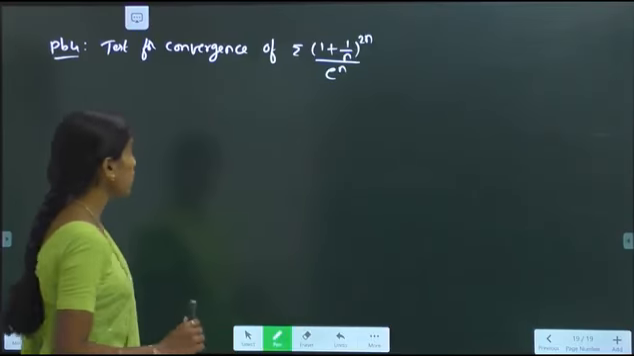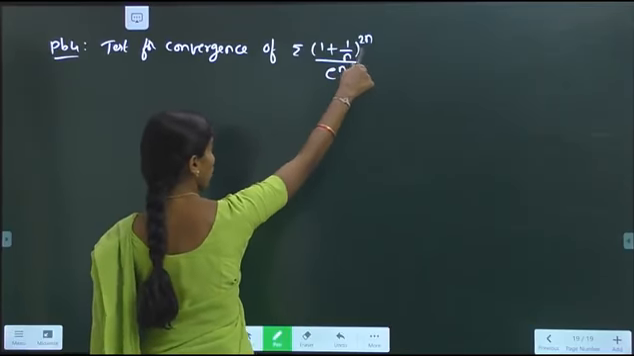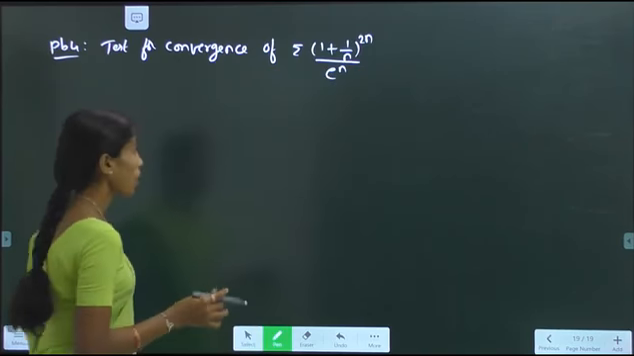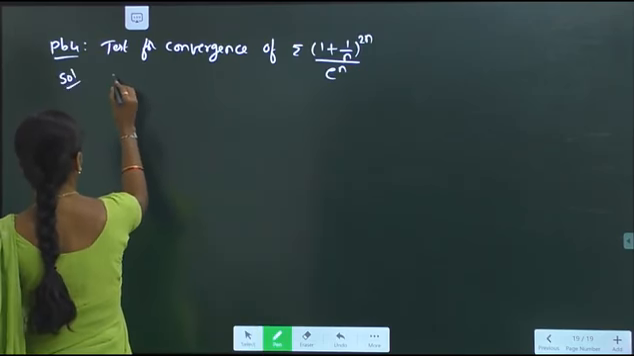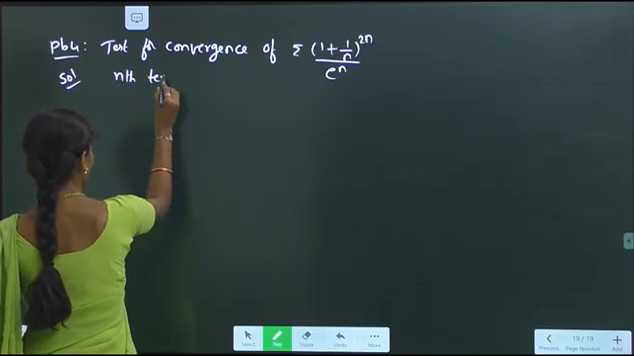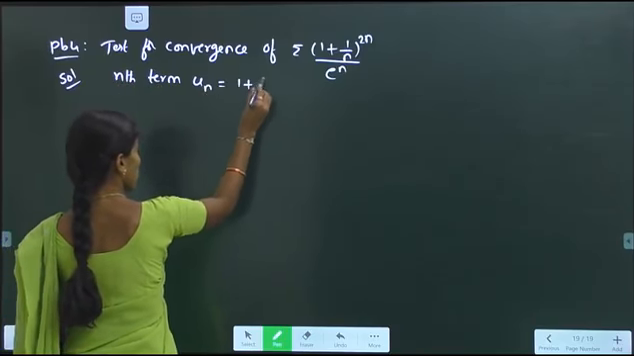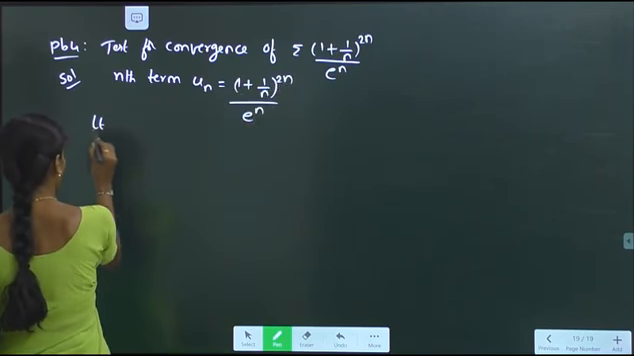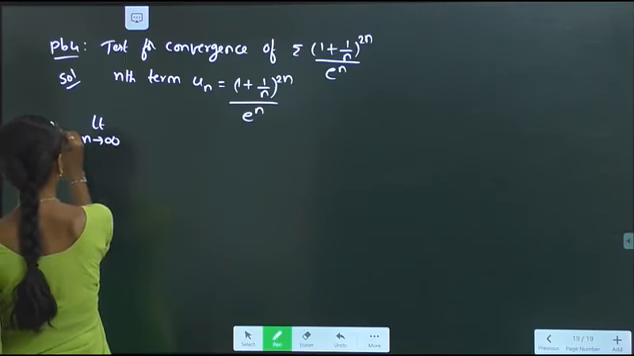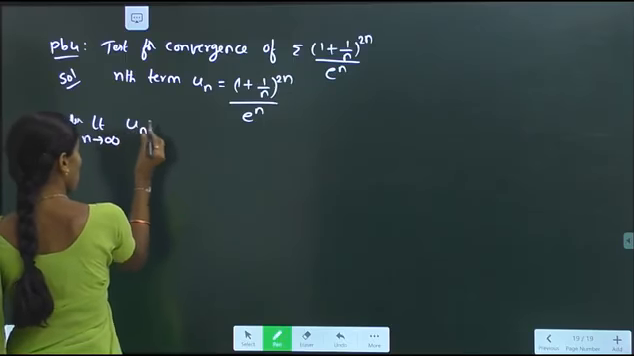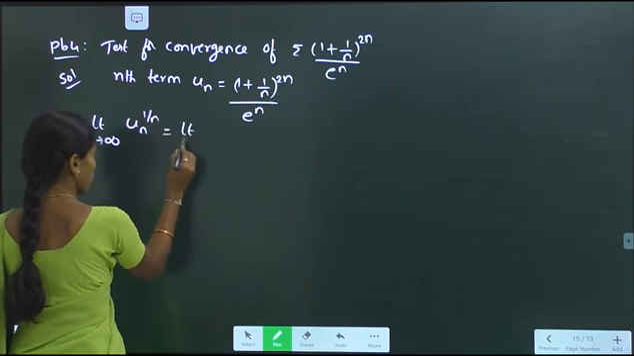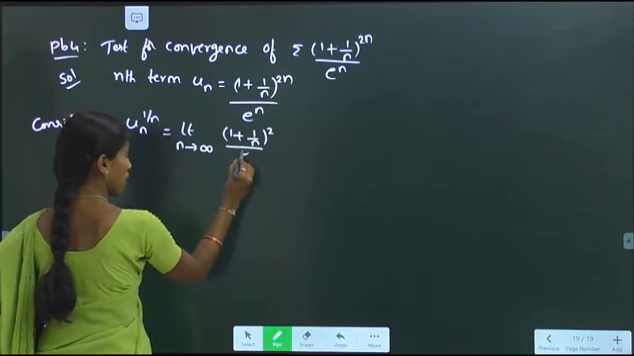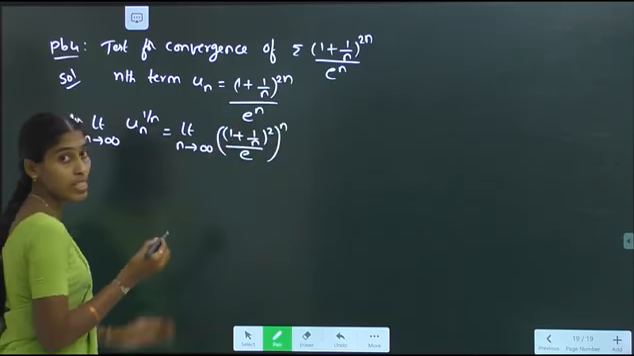So the next one, test for convergence of sigma, otherwise summation, 1 plus 1 by n whole power 2n by e power n. Both the numerator and denominator are in the form of power n. So we apply Cauchy's nth root test. So here the nth term un is equal to 1 plus 1 by n whole to the power 2n by e to the power n. Now consider limit n tends to infinity un to the power 1 by n. Limit n tends to infinity 1 plus 1 by n whole square by e whole to the power n.